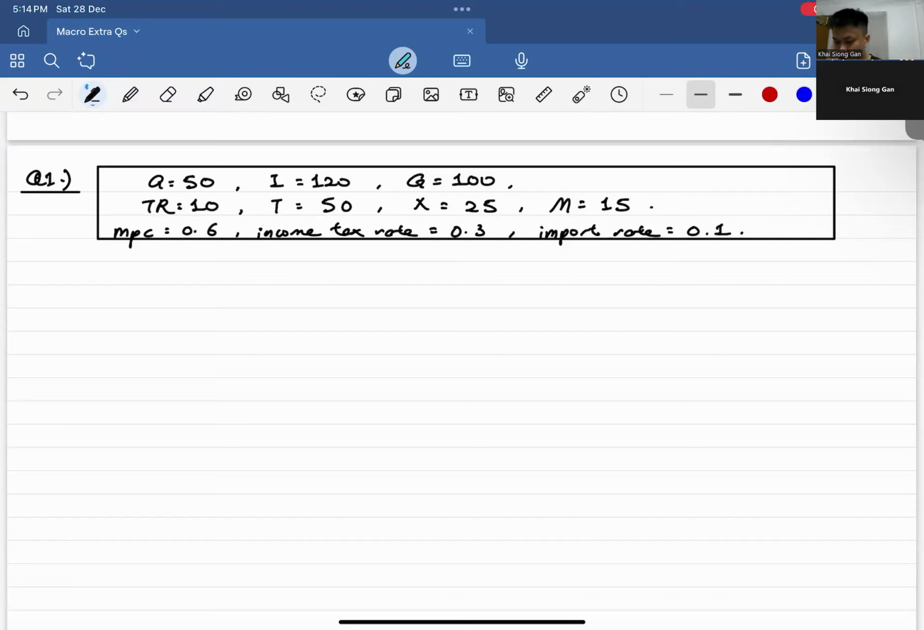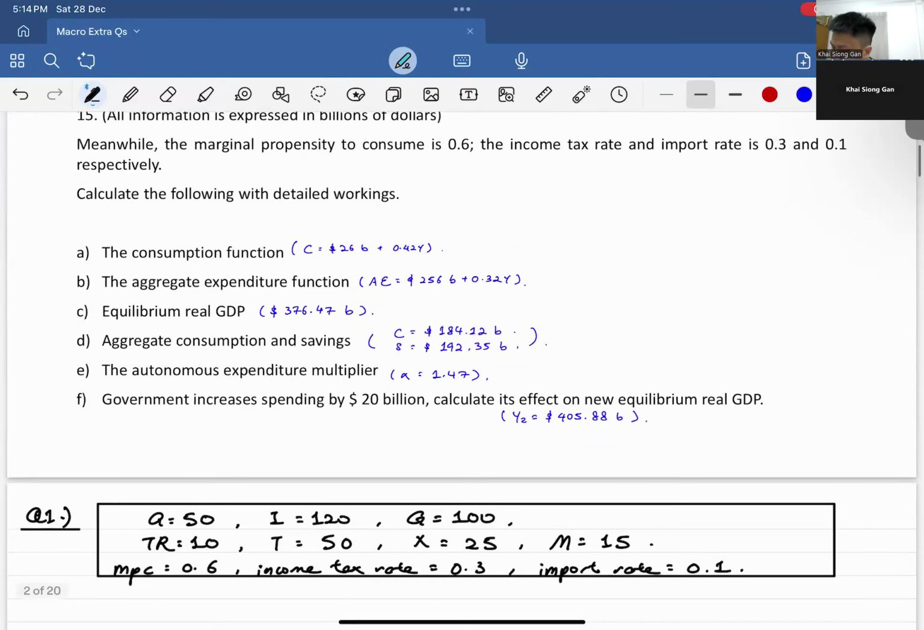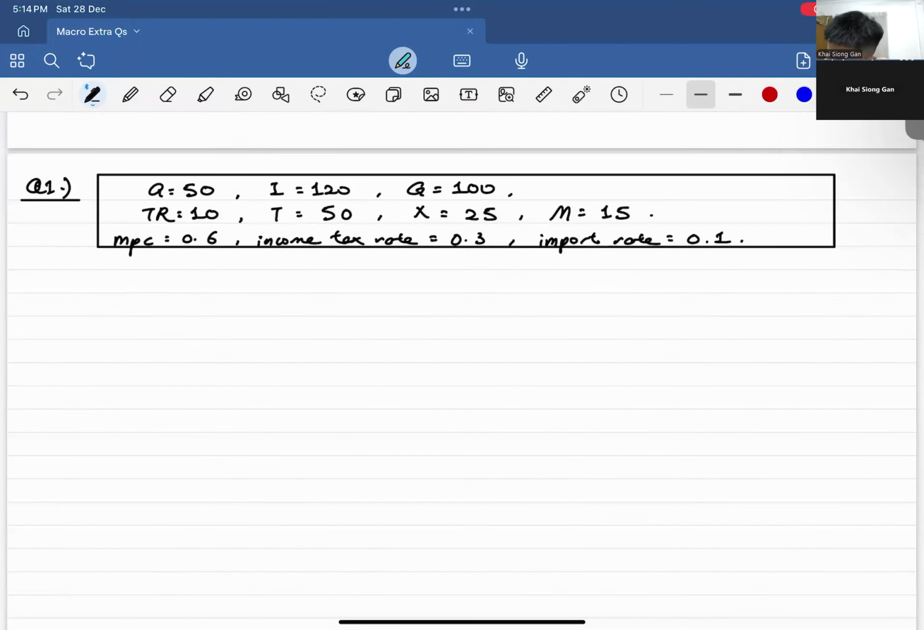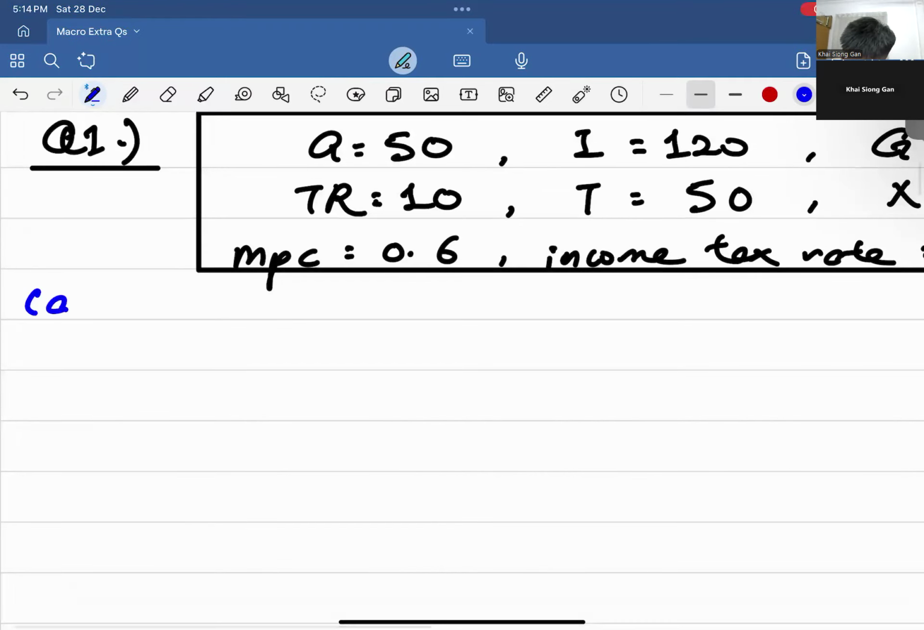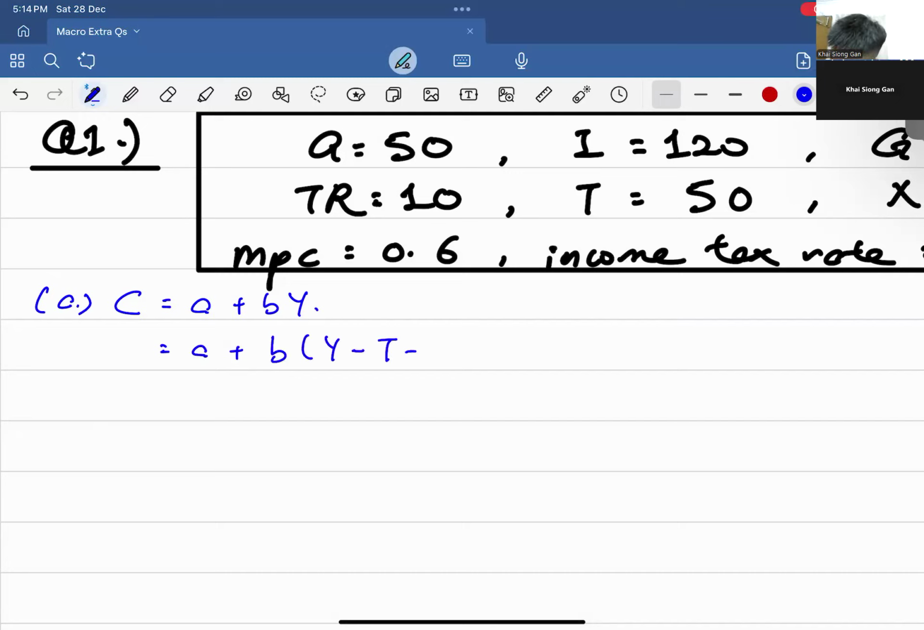So what's next then? Now we can answer the questions already. Question A, consumption function. Let's work on it together, so let me write the answers here with you. C equals a plus bYd. We need to expand the Yd, the disposable income: Y minus the autonomous tax minus the induced tax plus transfer payment. Then substitute the values in.